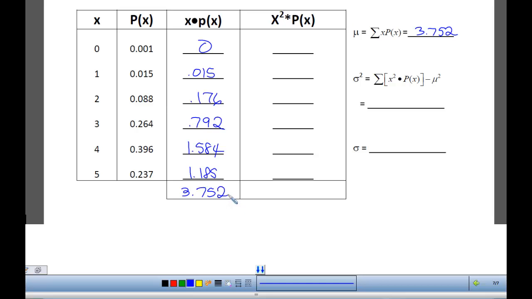At 3.752, that's kind of the central value right in here. So it's a measure of the central value. Okay, do you see how we're still looking at the center? Okay, so that is our mean.